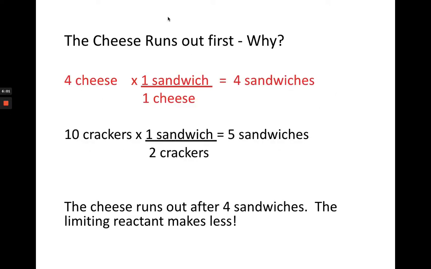So here are our 2 ratios. If we had 4 slices of cheese and we have the ratio of 1 sandwich for every 1 slice of cheese, 4 slices of cheese could make 4 sandwiches. If I went to my cabinet and found 10 crackers there, using the ratio of 1 sandwich to 2 crackers, I could make 5 sandwiches with the 10 crackers. However, I am going to run out of cheese at 4 sandwiches. So since the cheese makes less, it is the limiting reactant.